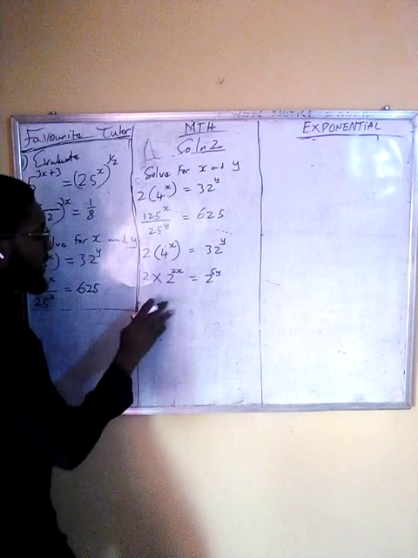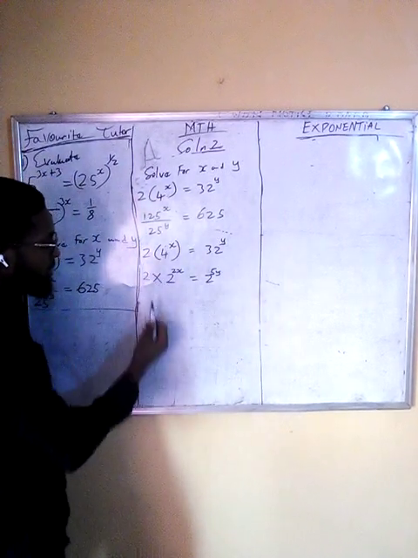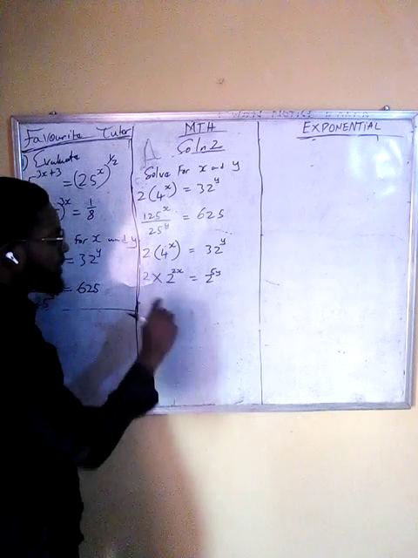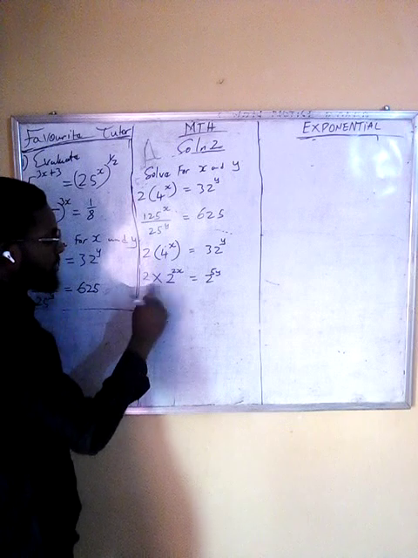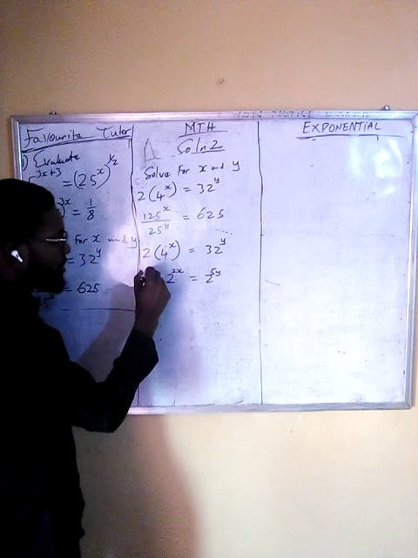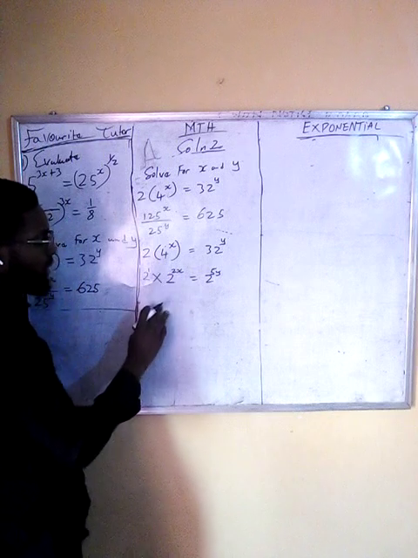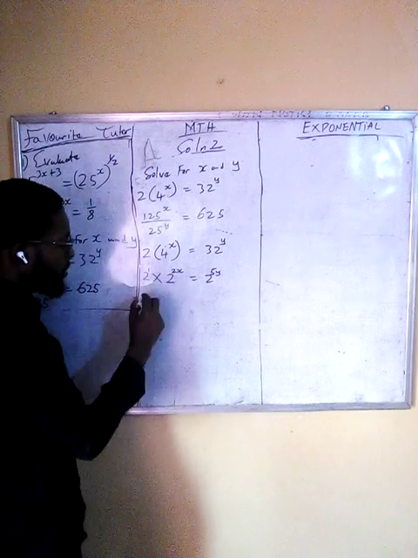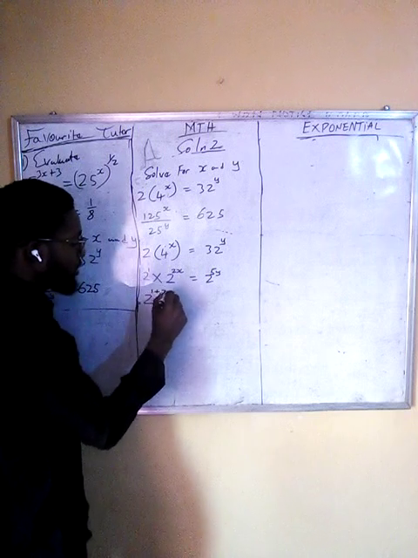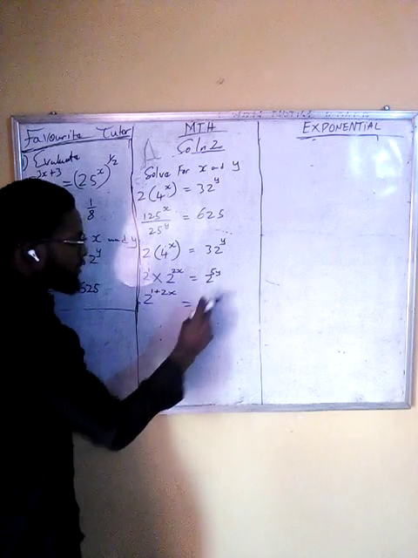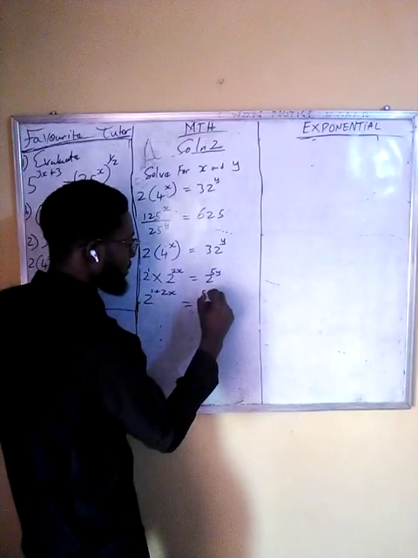Now look at the left-hand side. According to the law of indices, the two values are the same, so you pick one. Due to multiplication, you add the power. This 2 is to the power of 1, and this 2 is to the power of 2x. Since they are the same, we pick one and add the power: 1 plus 2x equals 2 raised to the power of 5y.